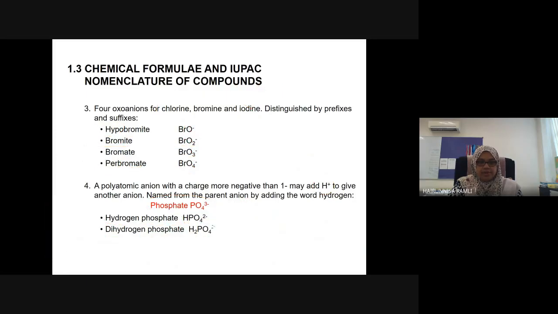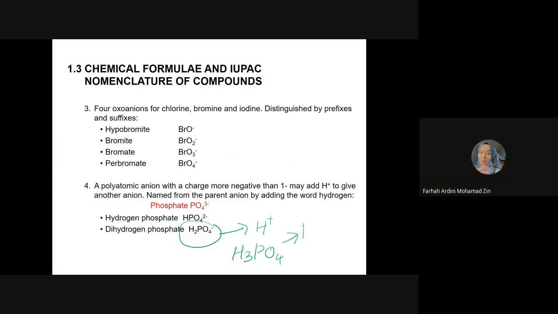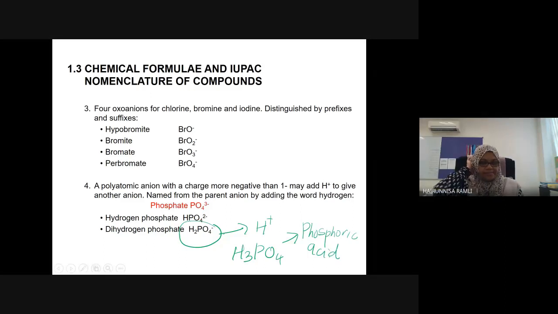Okay. For this one, dihydrogen phosphate. Again, as I said, if I add another H plus, it will become H3PO4 without charge. You have to balance it, right? Earlier H plus came in, and this is negative. So it will become H3PO4. So, what is the name of this one? Acid, phosphoric acid. Yes, phosphoric acid.